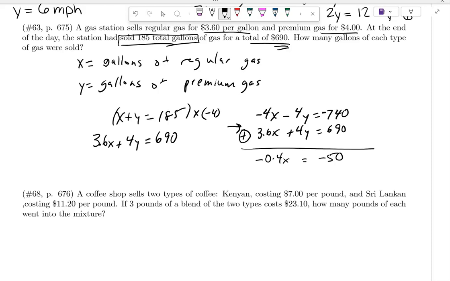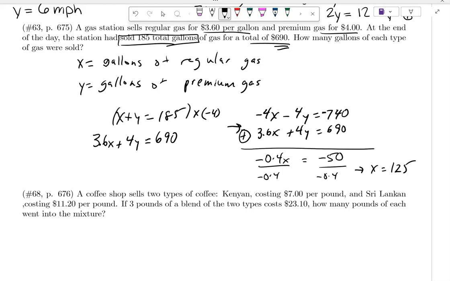So then to solve for x, what do we need to do? Divide. So you get x is equal to 125. Now that we figured out x, how are we going to figure out what y is? Yeah, plug it into either of the two equations that we started with. Which one's probably the easier one to plug it into?